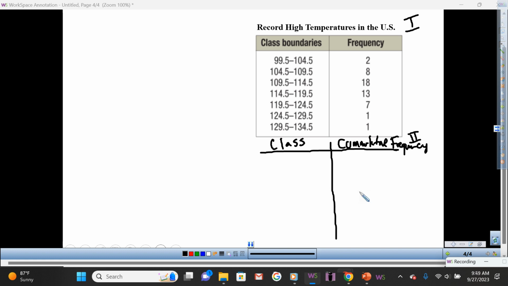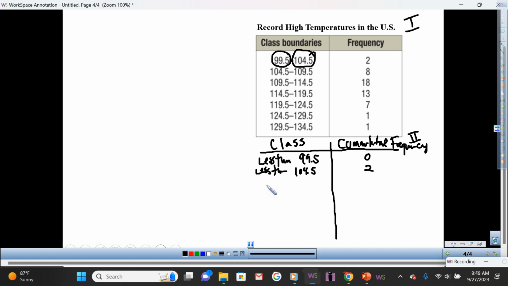Cumulative frequency. So look, I'm going to start with the lowest value. What's my lowest value? 99.5, so I write this. Look up. Less than 99.5. So what is the frequency less than 99.5, guys? Is there anything? No, so we start at 0. Next, less than, what's my next number up? 104.5. So what's the frequency from 104.5 down?